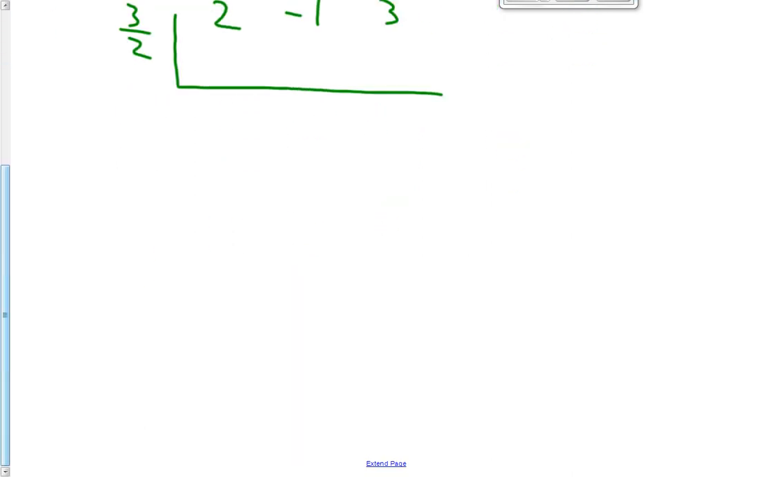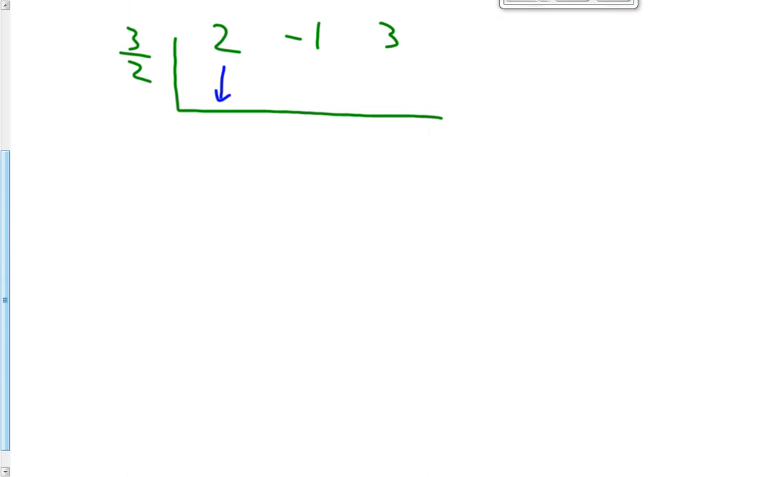Bring down the 2. And then multiply. 2 times 3 halves is 6 halves, and 6 halves is the same thing as 3. Now we're going to add. A -1 plus 3 is 2. Once again, I get a 2 times 3 halves, and I get 6 halves, and 6 halves is the same thing as 3. And then I add, and I get a remainder of 6.